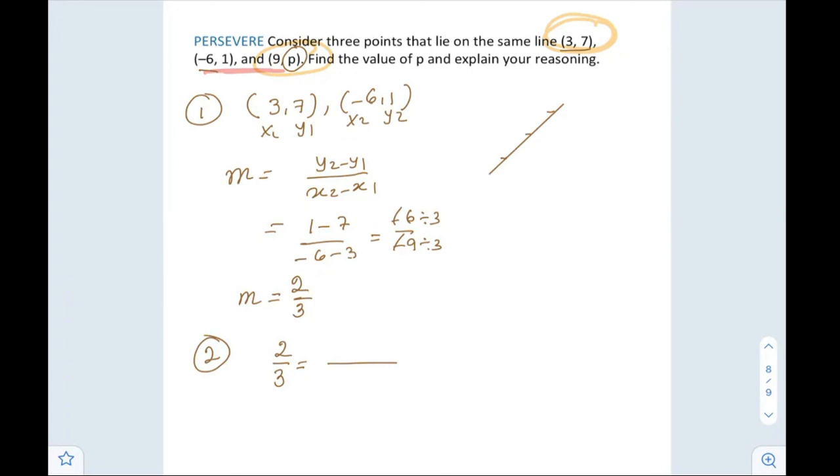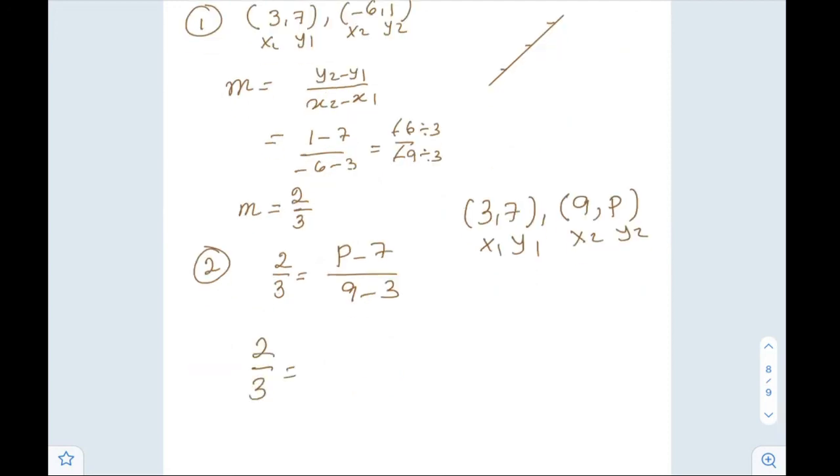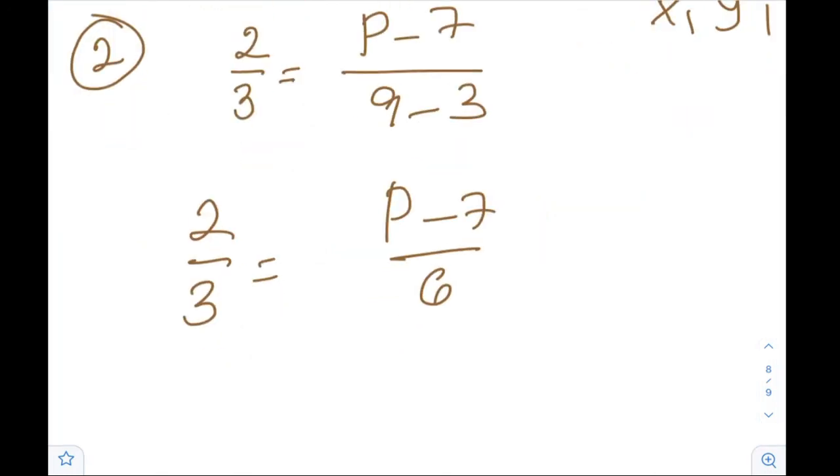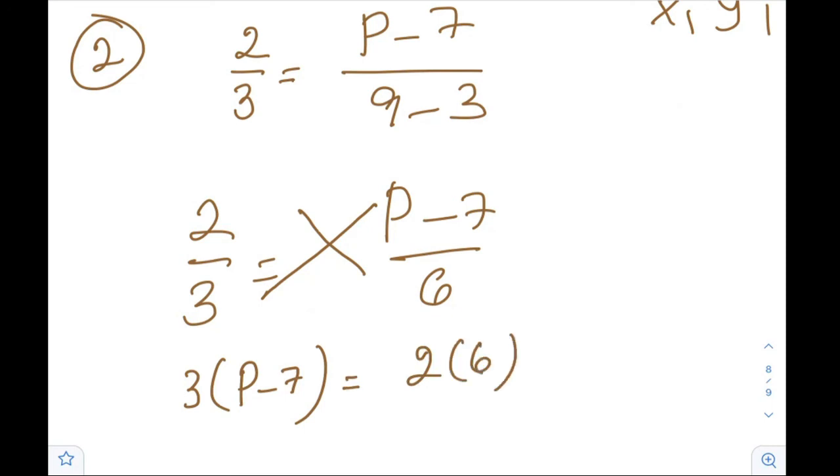So I will choose the first point, which is positive, easier. And I will call this x1, y1, and this is x2, y2. Let's replace: p minus 7 over minus 3. So 2 over 3 is p minus 7 over 6. I can cross multiply. This is a proportion. So 3 times p minus 7 equals 2 times 6.